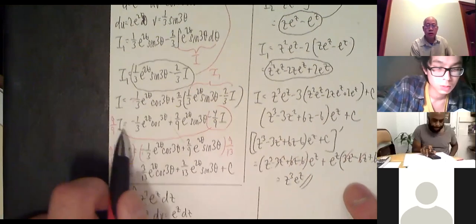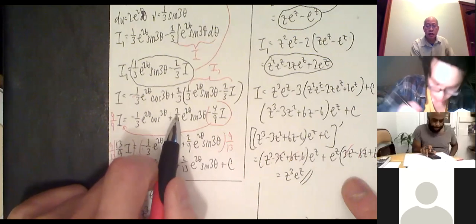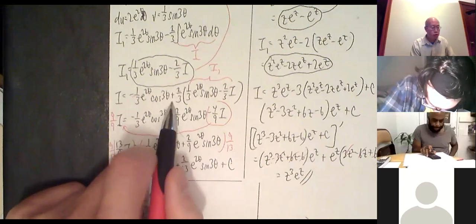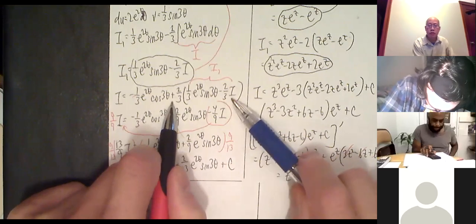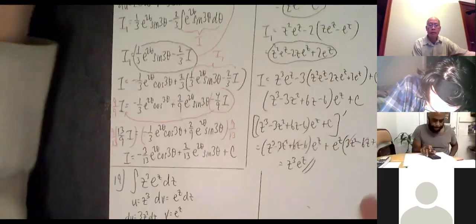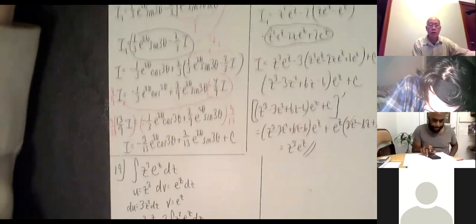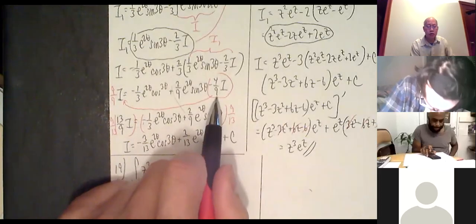So distribute, that stays the same. That's 2/9 e to 2 theta sine 3 theta, and then 2/3 times a negative 2/3 I is minus 4/9 I. Okay. And remember, I is like 1I or 9/9 I. Add 4/9 I to both sides.